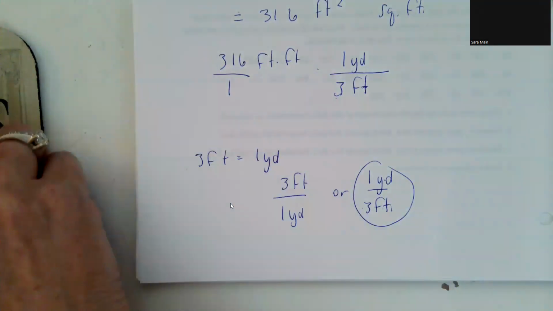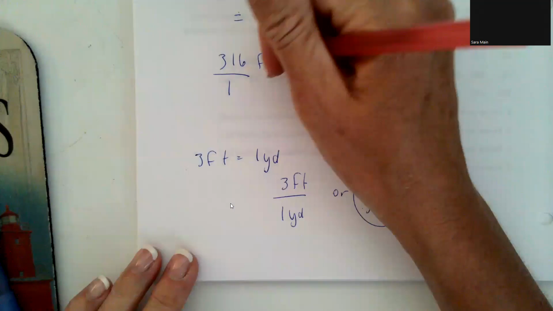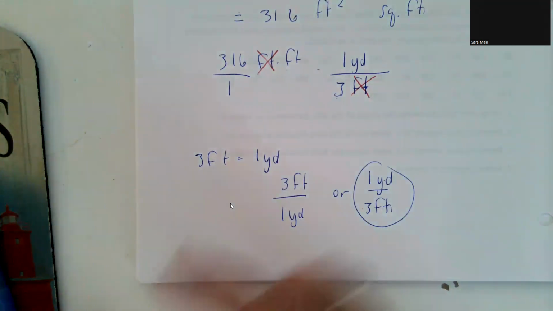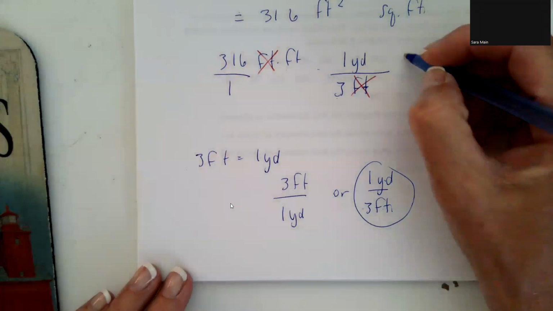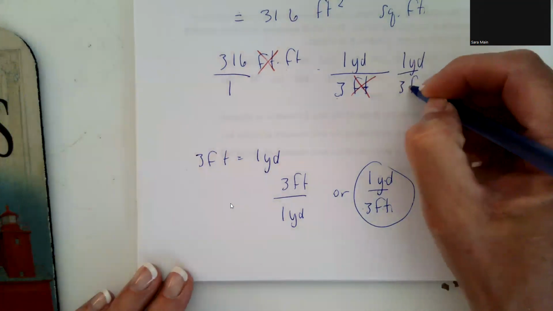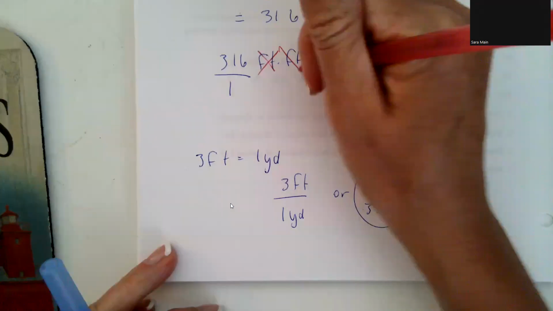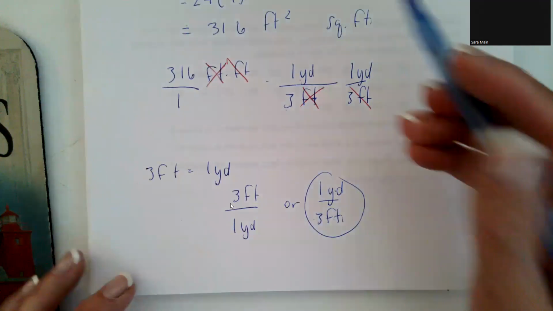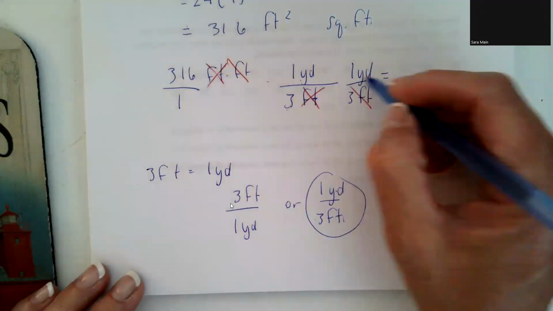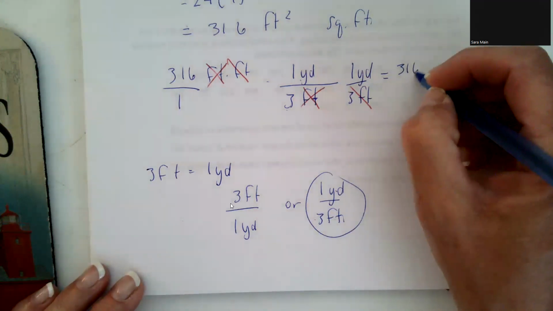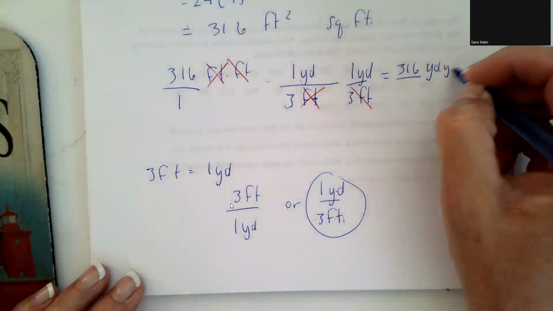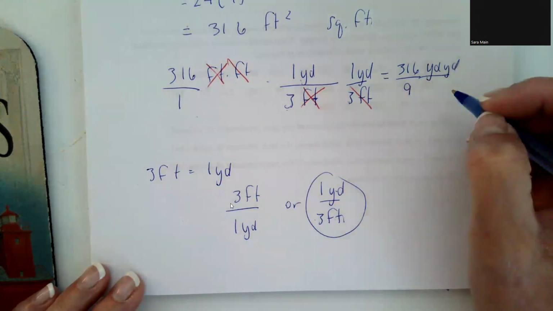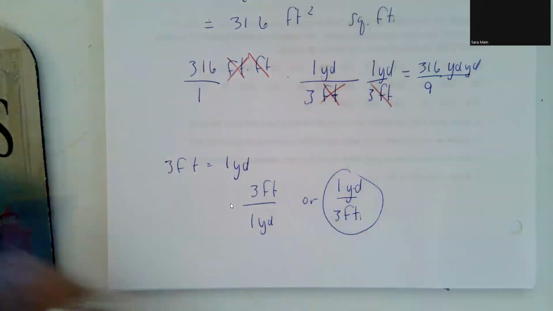Now, when I go to cancel this, I can cancel out one of those feet, but I need to cancel out 2 because I had square feet. So I have to multiply by this unit exchange twice so that I can cancel out feet and feet. And then I will have yards times yards, which is square yards. So I will then have 316 times 1 yards times yards over 1 times 3 is 9. And then I'm going to have to divide 316 divided by 9.